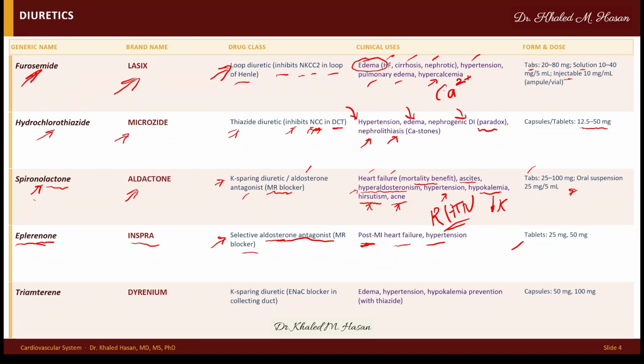Moving to the triamterene, the triamterene, this belong to the same group, potassium-sparing diuretic. However, this triamterene blocks sodium channel. So this medication blocking sodium channel in the collecting duct. Triamterene used for edema, hypertension, hypokalemia prevention, and could be combined with the thiazide. Triamterene available as capsule, 50 and 100 milligram.